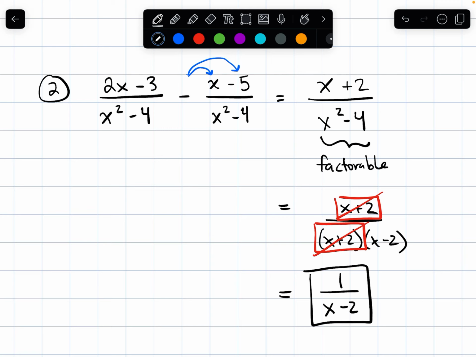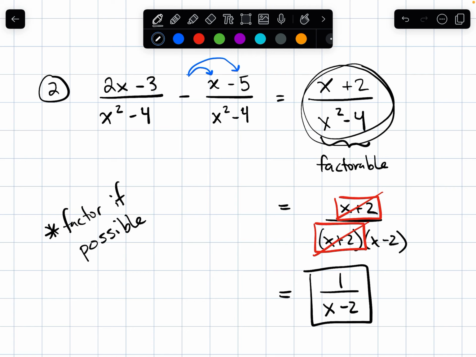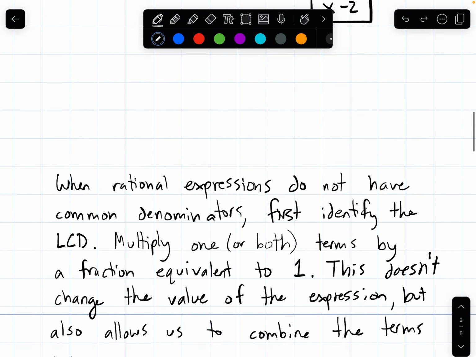So you do just have to be careful. If there's anything that you can factor, you always want to make sure you can factor. All right, so I'll put a little note here. Factor if possible. All right, this would not be a final answer. That's not correct. You need to go one step further.